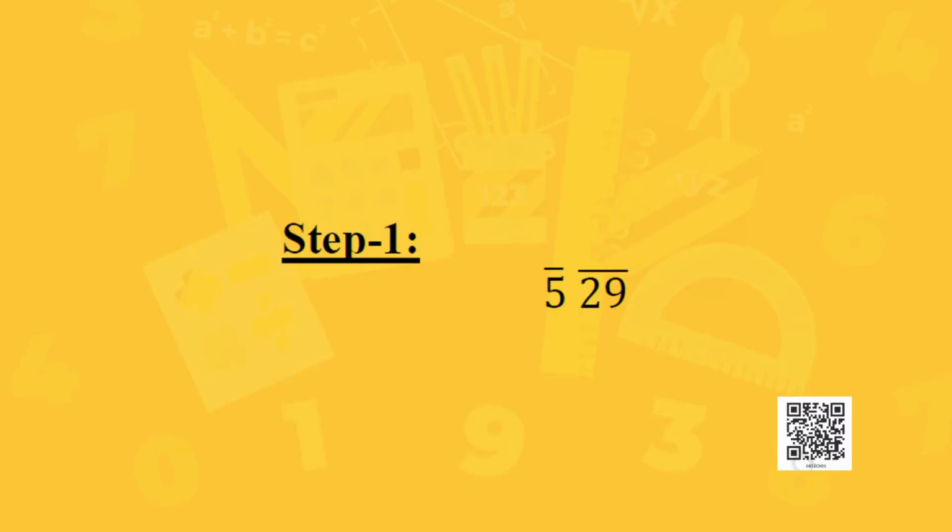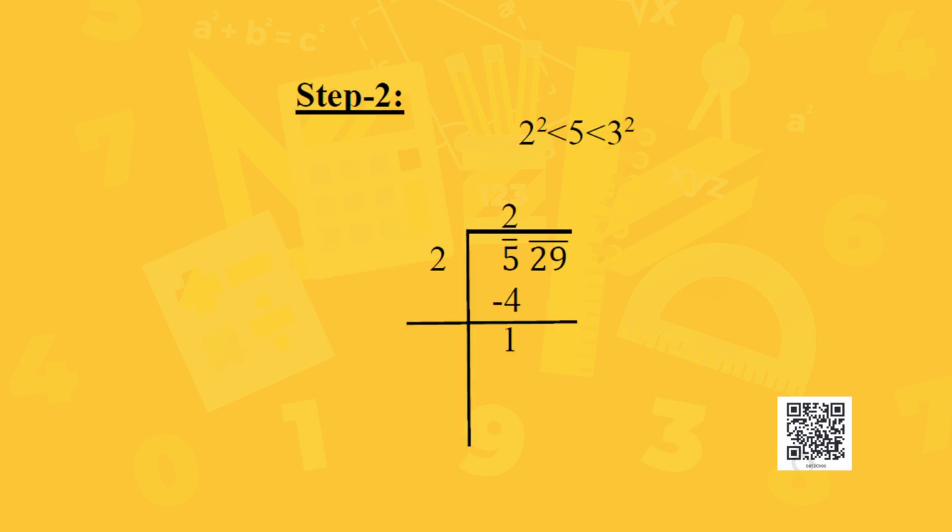In step 1, place a bar over every pair of digits starting from the digit at the ones place. In our example, 529, starting from the ones place, make a pair of every 2 digits. So the first pair will be 29, and since we are left with only 1 digit, we put a bar on 5. In the second step, find the largest number whose square is less than or equal to the number under the extreme left bar.